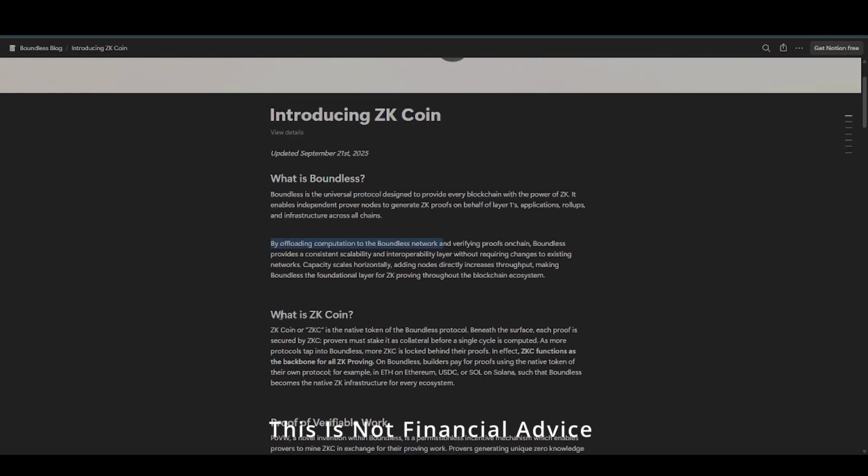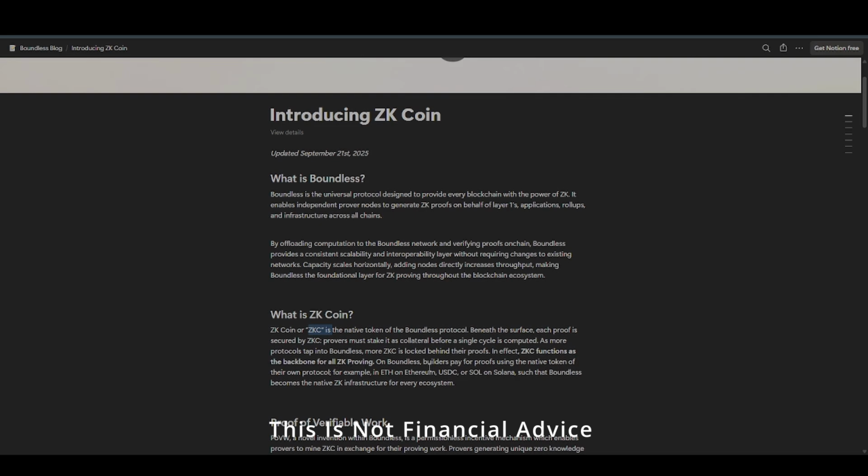When it comes to the ZK coin or ZKC, it is the native token of the Boundless protocol. Beneath the surface, each proof is secured by ZKC. Provers must stake it as collateral before a single cycle is computed. So that's really good utility for the ZKC token. As more protocols step into Boundless, more ZKC is locked behind their proofs. In effect, ZKC functions as the backbone for all zero knowledge proving.